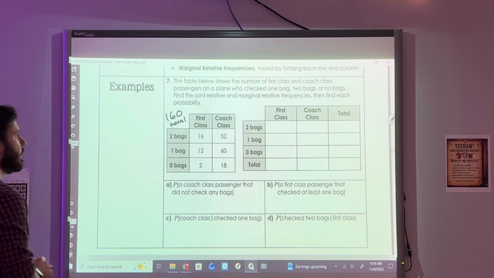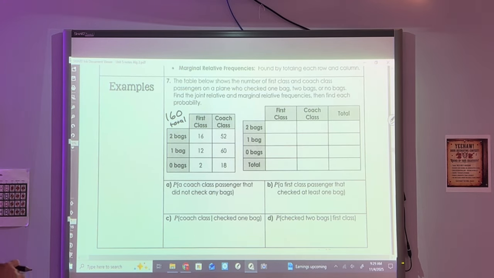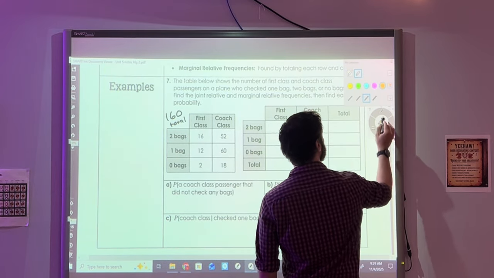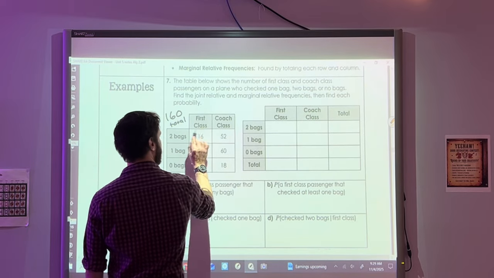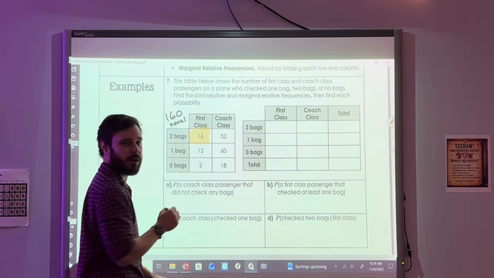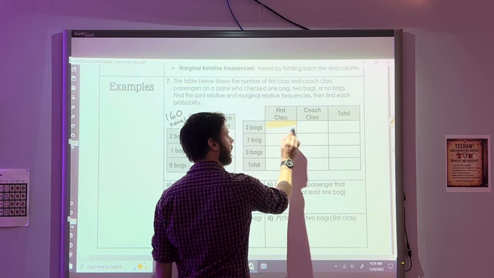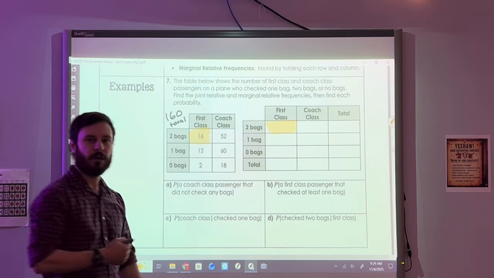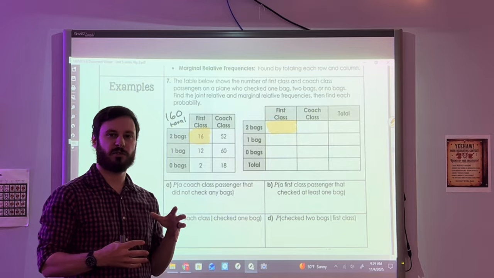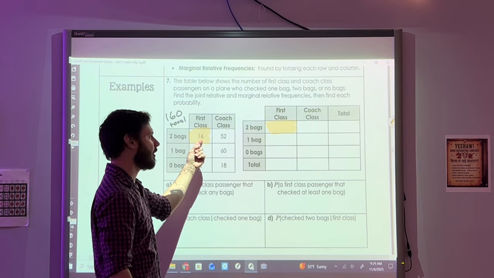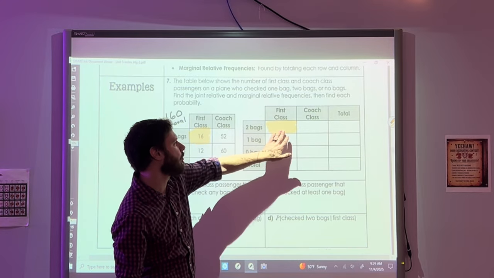I got 160 total people who are flying on this plane. Okay. Now this box here, first class and 2 bags, will correlate and match first class 2 bags over here. How this is different is we're just finding the percentage. We're taking the number here, this representative of the total population, and we're turning it into a percent.